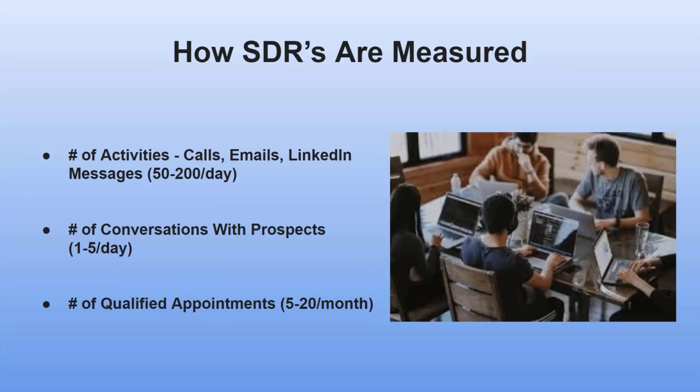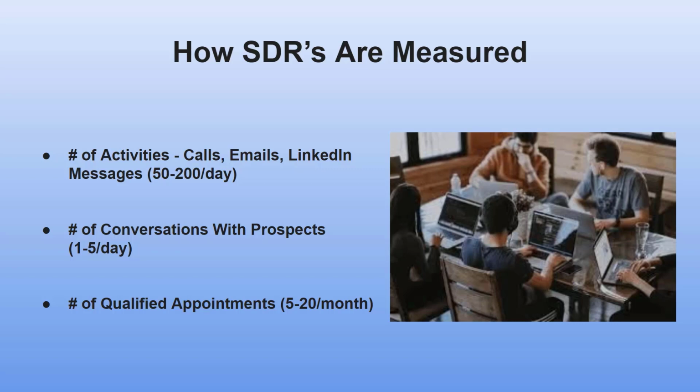And here's the way you're measured. So you're going to be measured on your number of activities. These are the number of calls, emails, and LinkedIn messages you're making all together. So normally a company's going to want you to do between 50 to 200 activities per day. So that means, let's say the number was 60, they want you to do 60 activities a day. That means 20 calls, 20 emails, 20 LinkedIn messages. That equals 60 activities.